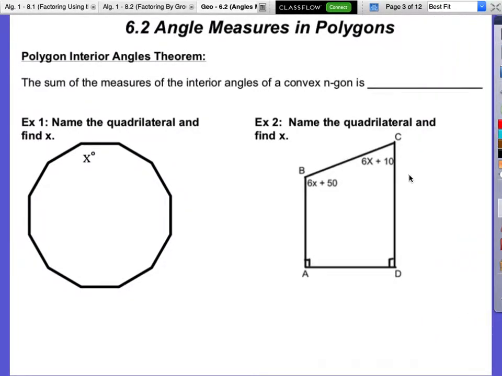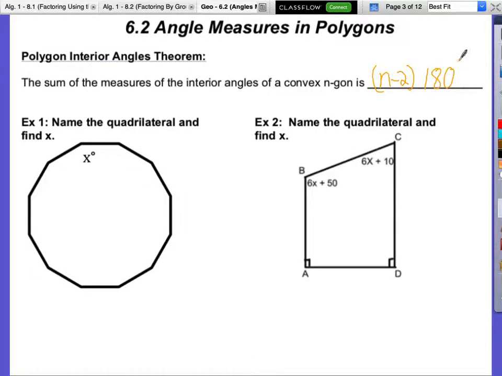Guys, attention up here. Thank you. Polygon interior angles theorem. We said the sum of the measures of the interior angles of a convex n-gon is what? We said this last time. Look at your notes. N minus 2 times 180.